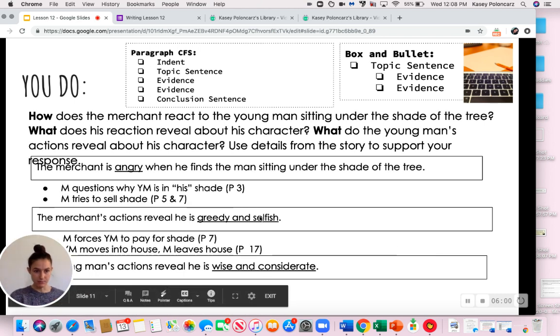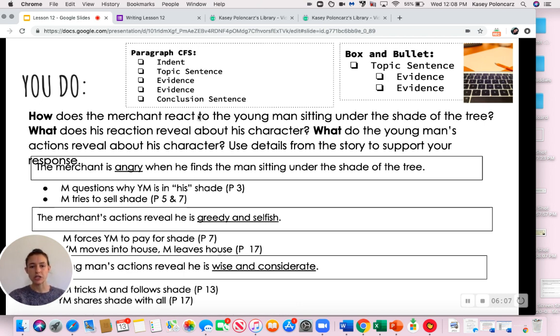So this is the box and bullet plan. My topic sentence is going to answer the first question: how does the merchant react to the young man sitting under the shade of the tree? I put that the merchant is blank. I filled it in: angry when he finds the man sitting under the shade of the tree. You can also have that he's feeling frustrated. He's feeling mad. He's feeling like he overreacted. You can have those types of words in there. I picked angry. And then for my evidence, I have down that the merchant is questioning the young man about sitting in his shade, and that the merchant tries to sell the shade.